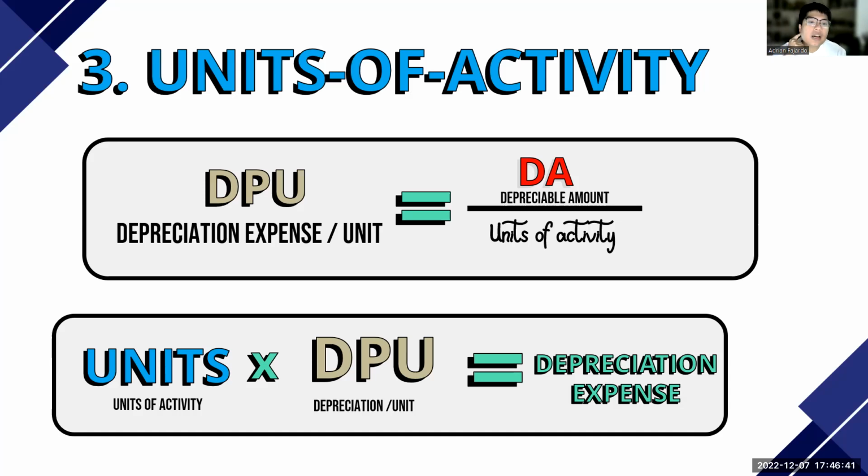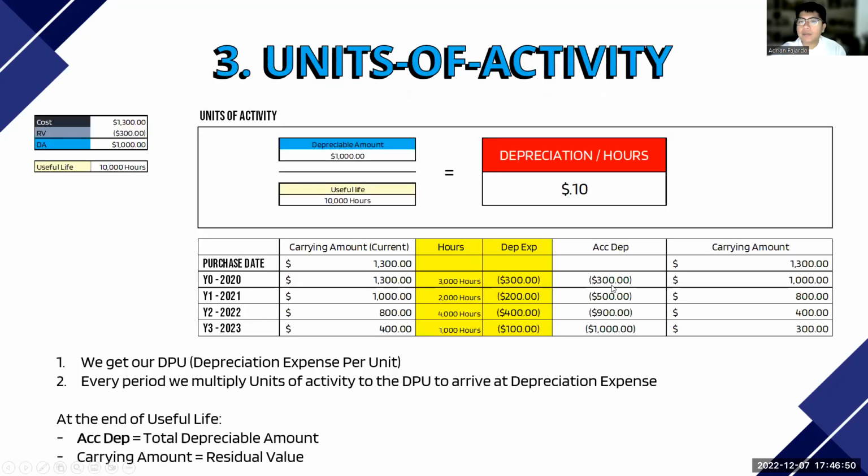And then each year, you look at the number of units of activity that you have, and then you multiply that by your DPU to get your depreciation expense, right? So again, same example. But instead of the useful life being 4 years, let's say the useful life of that laptop is 10,000 hours. So same way to calculate our depreciable amount at 1,000, but rather than dividing this by 4 years, we divide it by the total units of activity, which is 10,000 hours. We will arrive at a DPU of $0.10 per hour of depreciation.